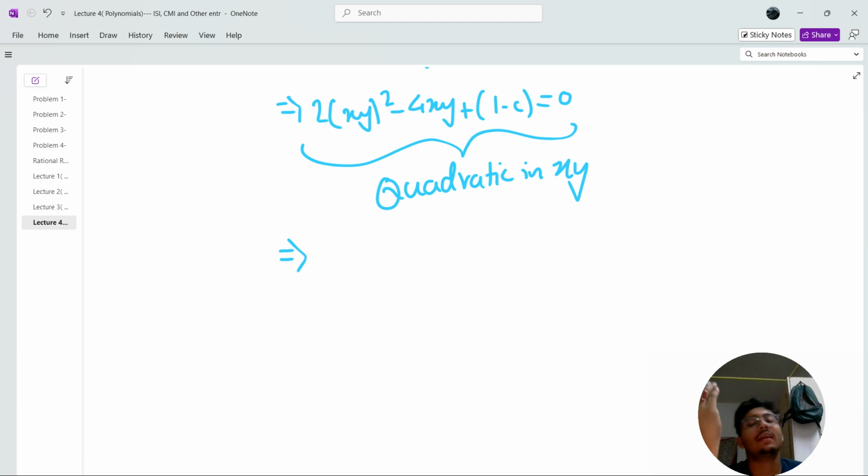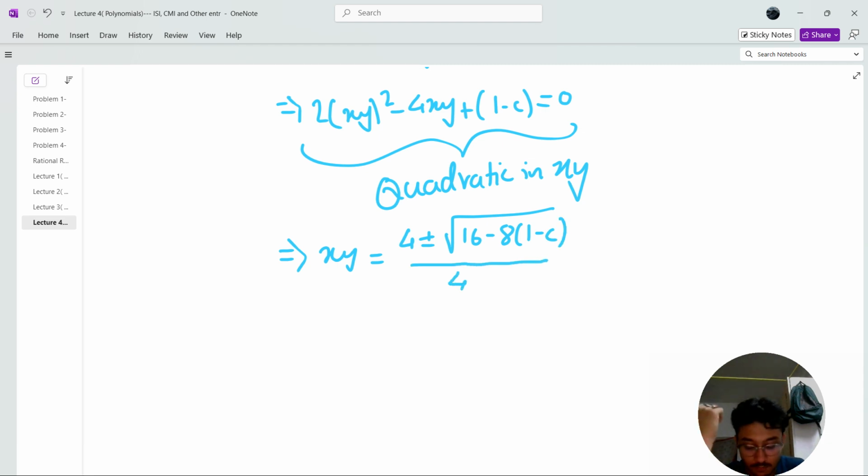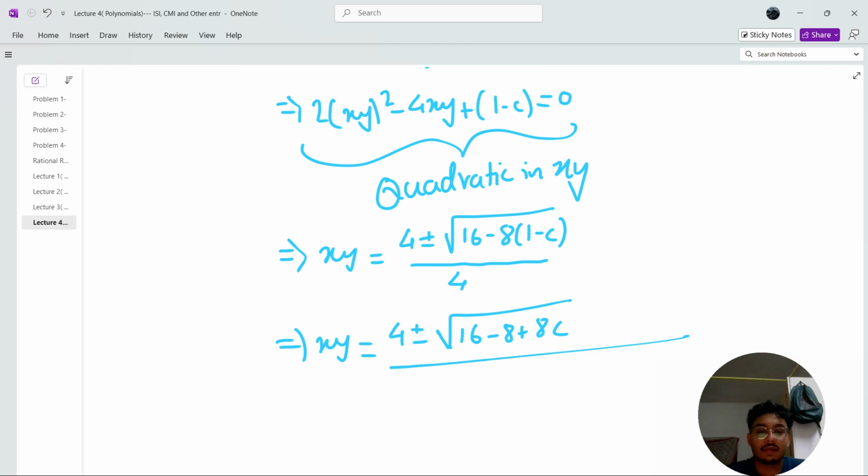So time to use my Sridharacharya formula, which I taught in the last class. My xy would be minus b plus minus root over b square minus 4ac by 2a. So minus b is minus of minus 4, that gives me 4 plus minus root over of b square minus 4ac. So 4 times 2 into 1 minus c by 2a, that means by 4. So my xy is basically 4 plus minus root over of 16 minus 8 plus 8c by 4 again.